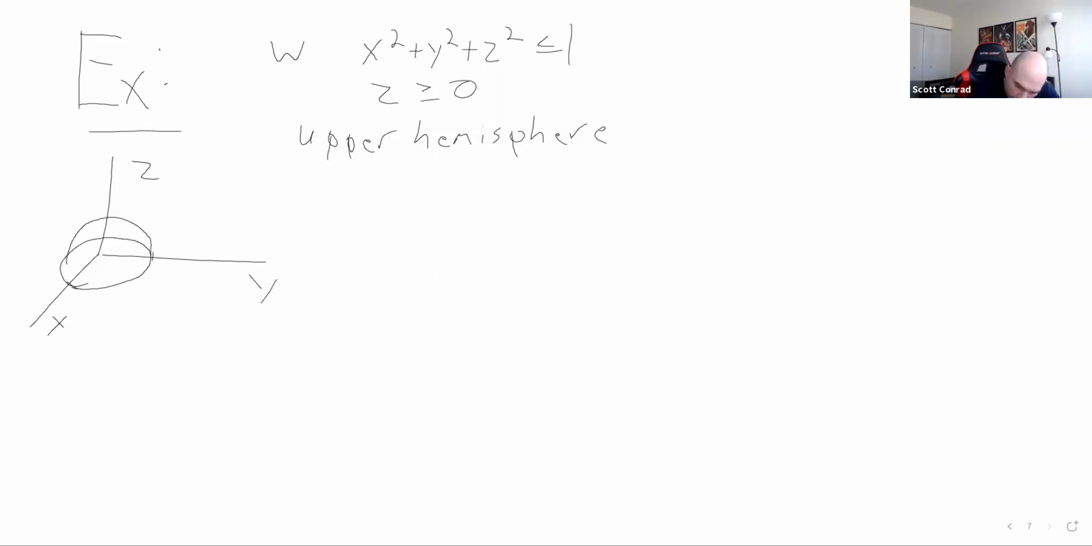Okay, so let's check the symmetries. Sorry, I didn't write down the theorem, but the theorem is exactly the same. If you're integrating over W, and W is symmetrical about x equals 0, and your function is x odd, then it integrates to 0. Same thing for y equals 0 and y odd, integral 0; symmetrical about z equals 0 and z odd, integral 0.